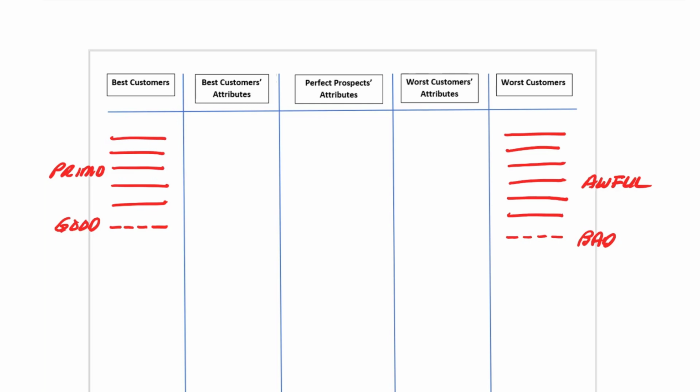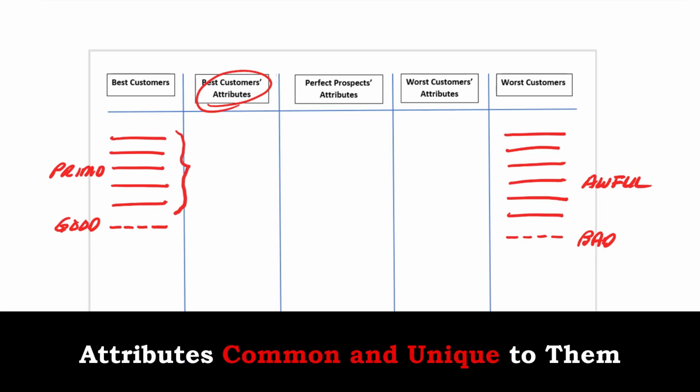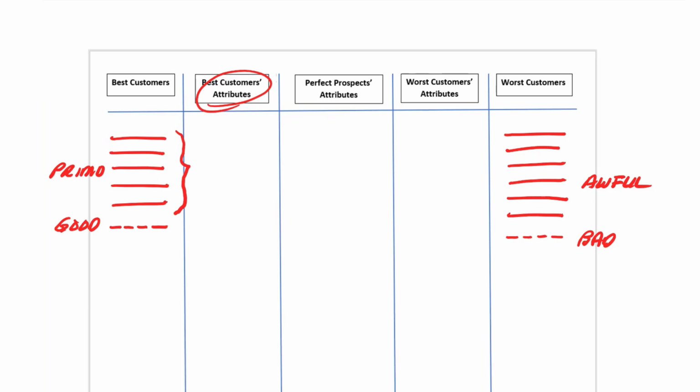Then, while you're over there, what you want to do on this next column is look at this group as a whole. What attributes are common among them, but unique to them? Let me say that again. When you look at this group as a whole, what attributes are common among them, but unique to them?